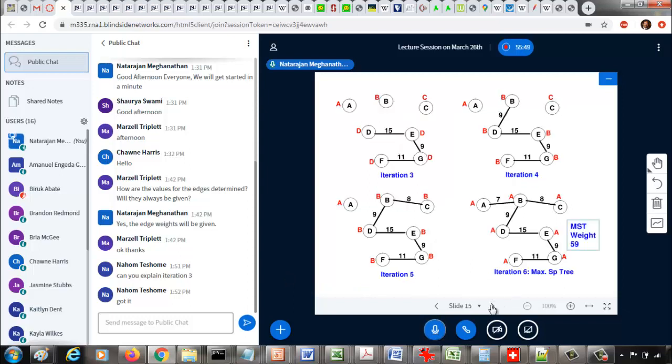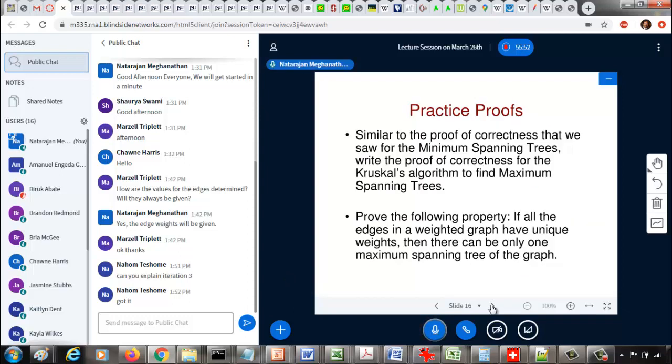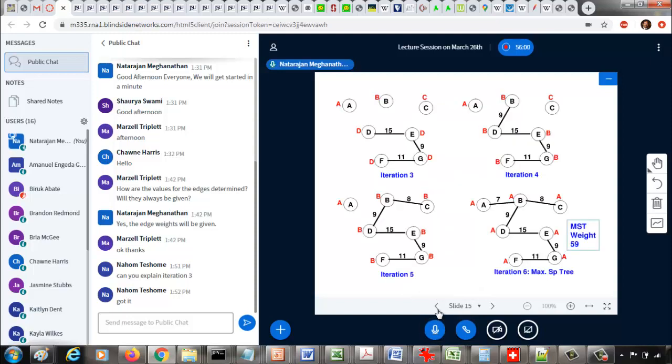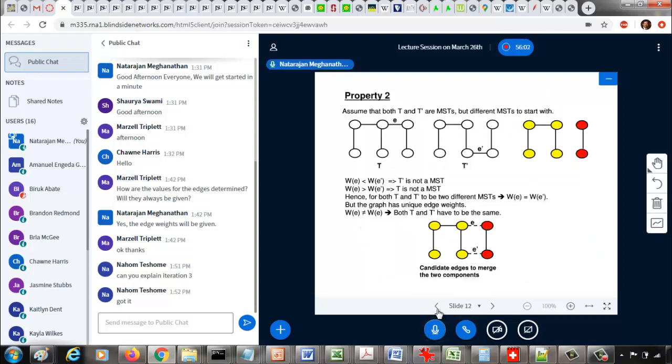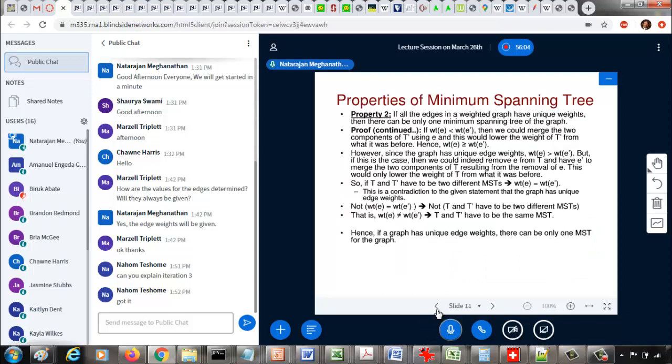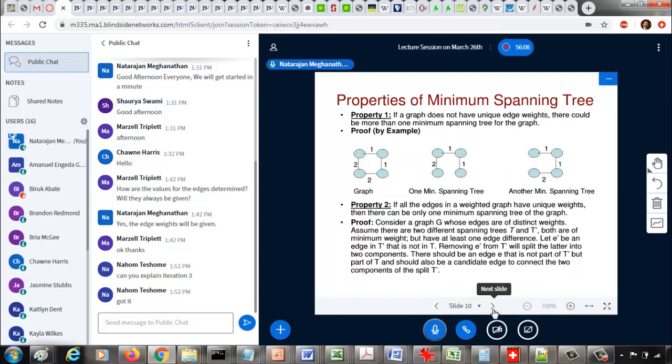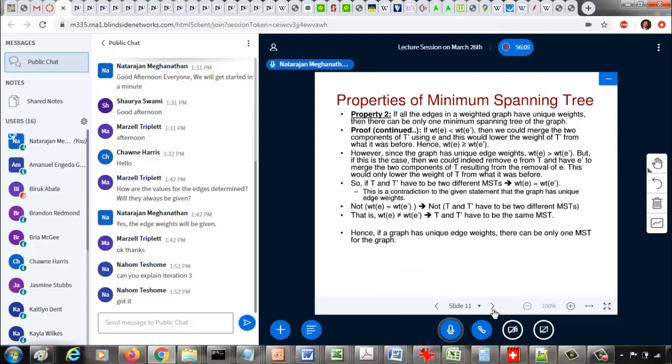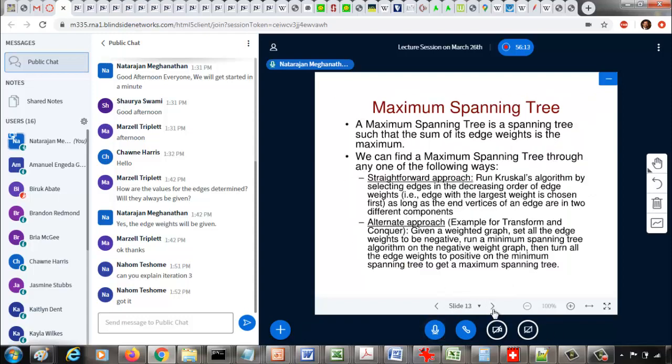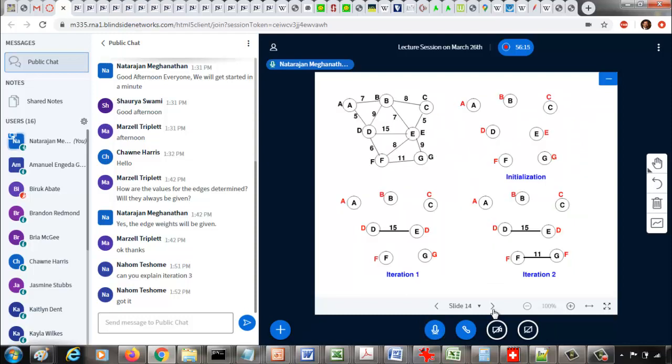Okay. Now all the properties that we just went through are also applicable for a maximum spanning tree. So in the lecture we saw how to prove a property for a minimum spanning tree, right? Like this property that we just went through. So you should be able to rewrite things for a maximum spanning tree also. Okay, so if you want to practice that, you can try that.